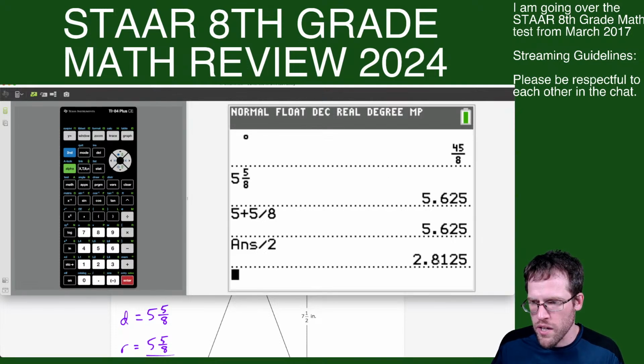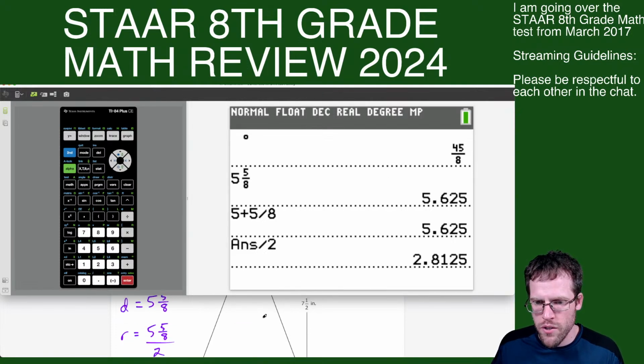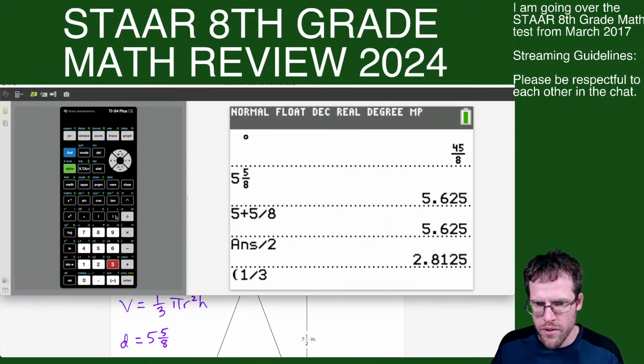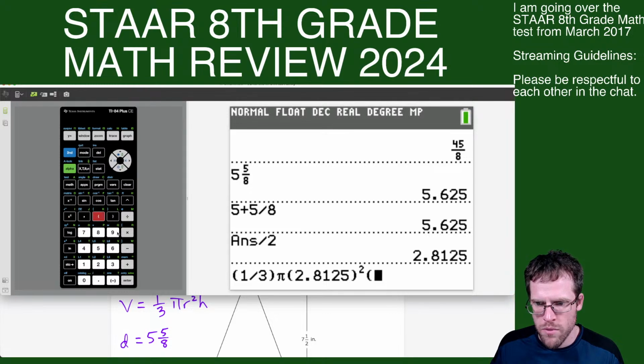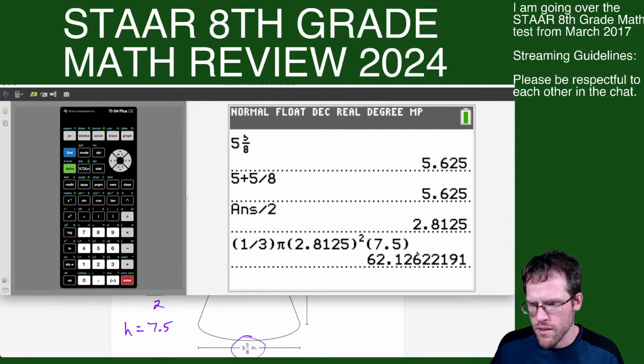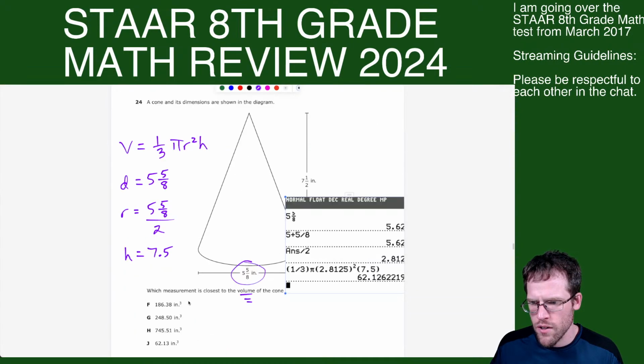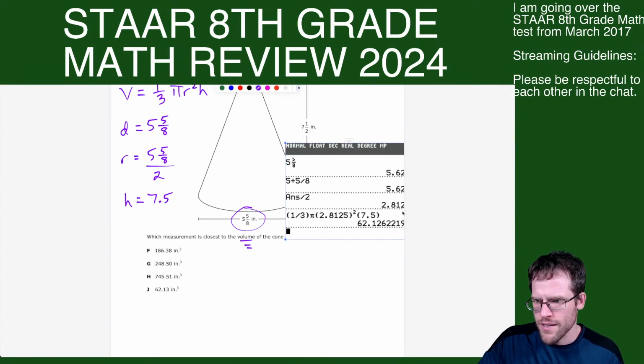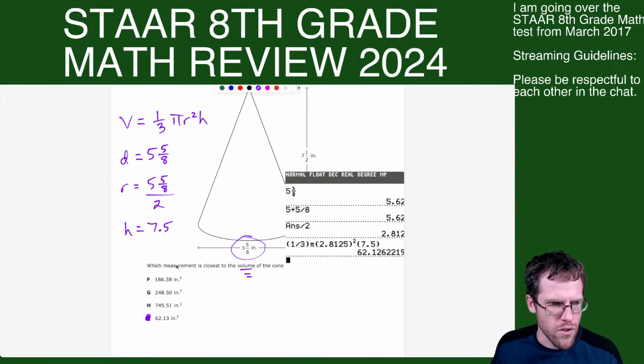So there's R, 2.8125. So the formula we're going to use is volume equals 1/3, in parentheses, times pi, times R. I'm going to open a parenthesis, put the radius in, close it, and then press the square button. And then we're multiplying by the height, which was 7.5. Just learning how to type is really important here. And then this is our answer, 62.126, which rounds to 62.13. All right, so choice J is our solution for 24.